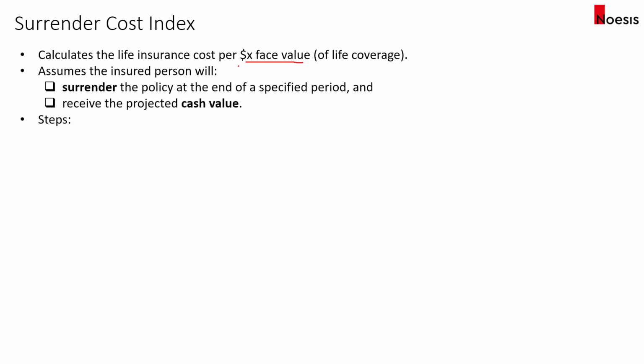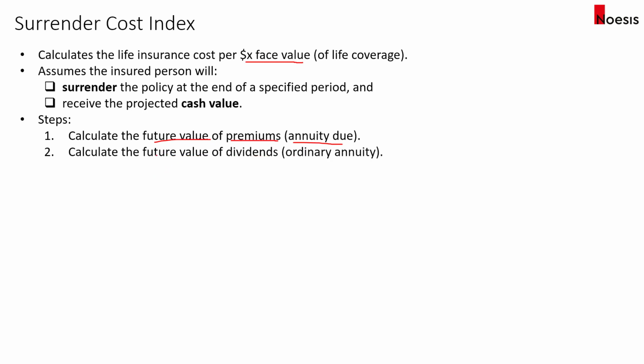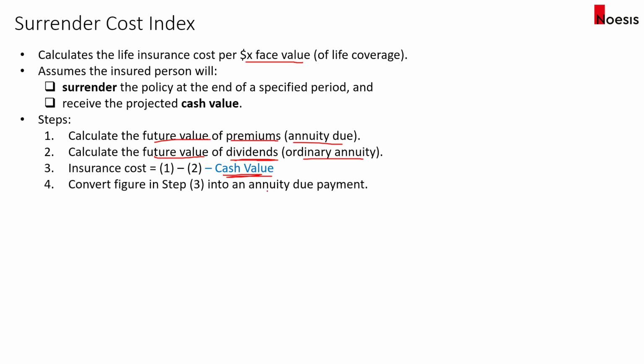So the steps to calculate the surrender cost index are, number one, calculate the future value of the premiums based on the annuity due. Then we calculate the future value of dividends based on ordinary annuity. And then three, we calculate the insurance cost by taking the future value of the premiums minus the future value of dividends minus the cash value that you receive at the end of the period. And then we convert this number into an annuity due payment. And then we convert this figure into the required face value.